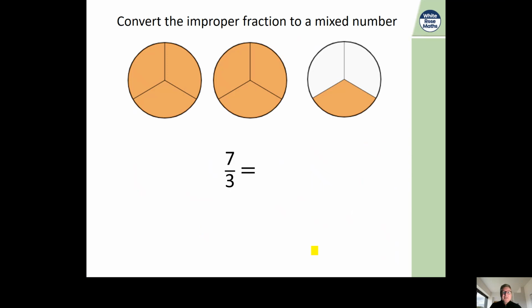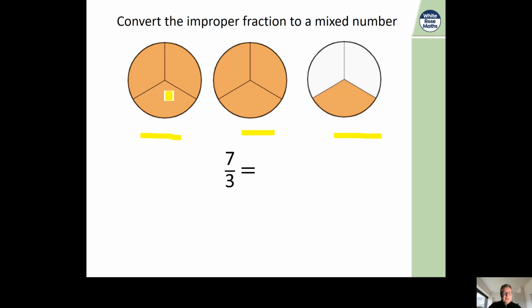So convert the improper fraction to a mixed number. So we've got 7 thirds. 1, 2, 3, 4, 5, 6, 7. There's the 7. Thirds, because each one is divided into 3 equal parts.